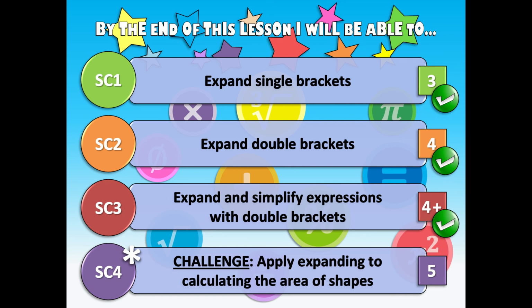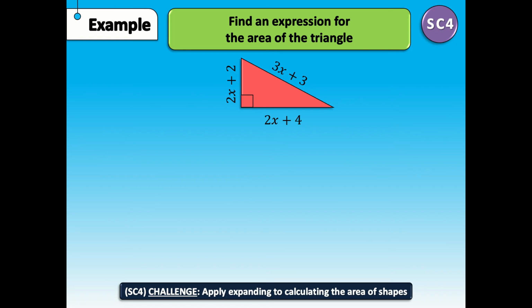And now we've completed success criteria 3. Now we're going to move on to number 4, and this is to apply expanding to calculating the area of shapes. So we want to find an expression for the area of this triangle. So to find the area of a triangle, we do the base times the height, then divided by 2.